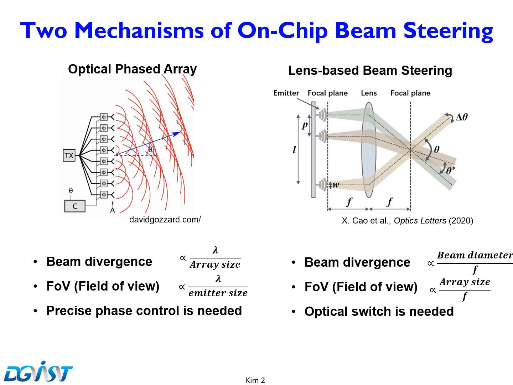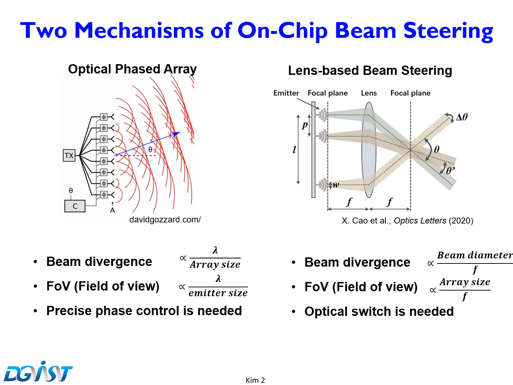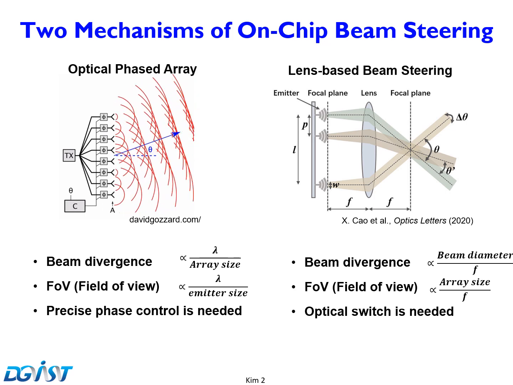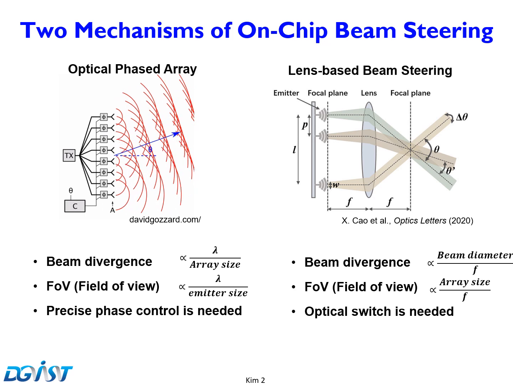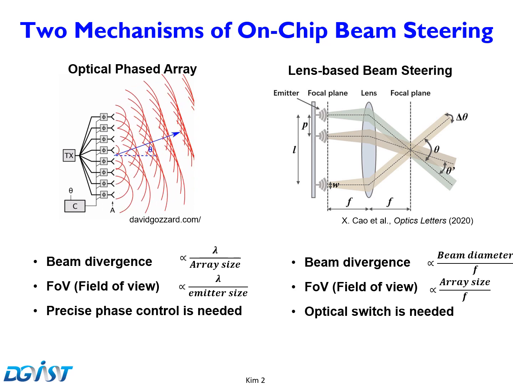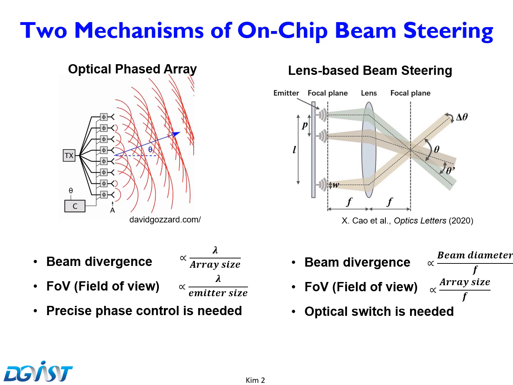Beam steering devices get huge attention for LiDAR, free space communication, and others. Rotating motors and micrometers are widely used, but due to their limitations like size and speed, solid-state beam steering devices are needed. We can see the two mechanisms of on-chip beam steering.